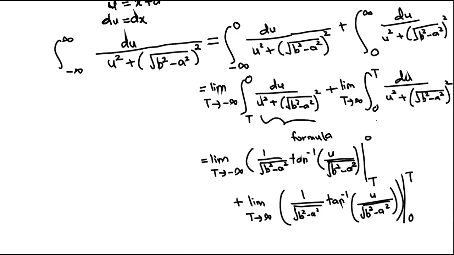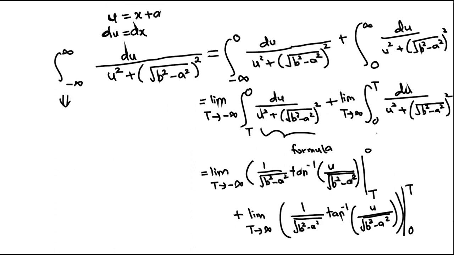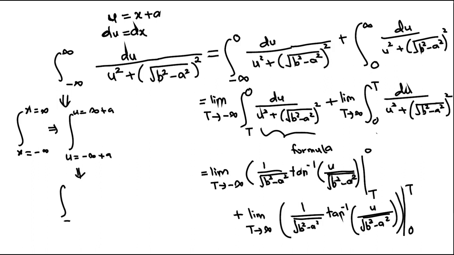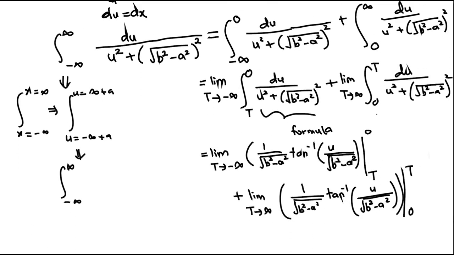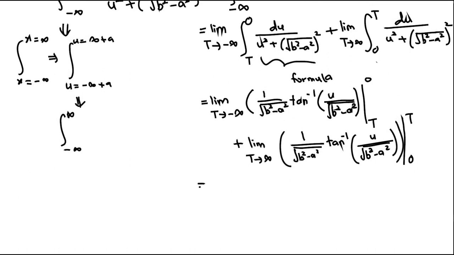Okay, I want to share with you about the limit. The first limit is actually in terms of x, right? So x goes from negative infinity to infinity. Now we want to change it in terms of u. So u is x plus a, so x is negative infinity plus a, and then infinity plus a. So you still get the same, u is negative infinity to infinity. That is why we still use negative infinity to infinity. Okay, now we solve this.